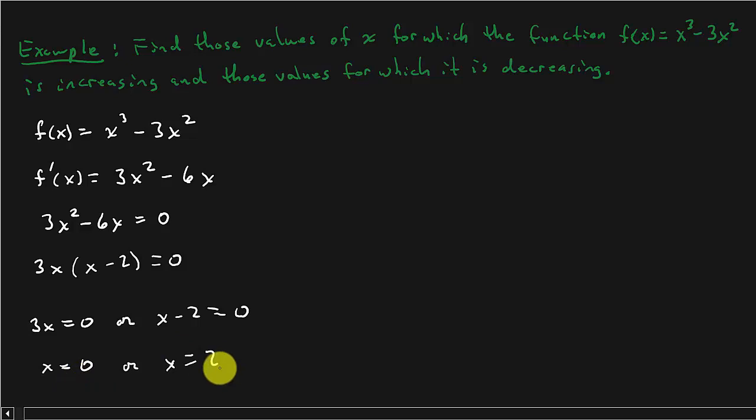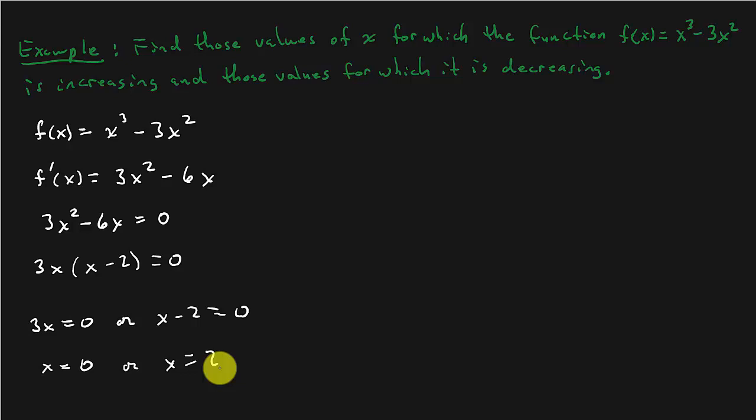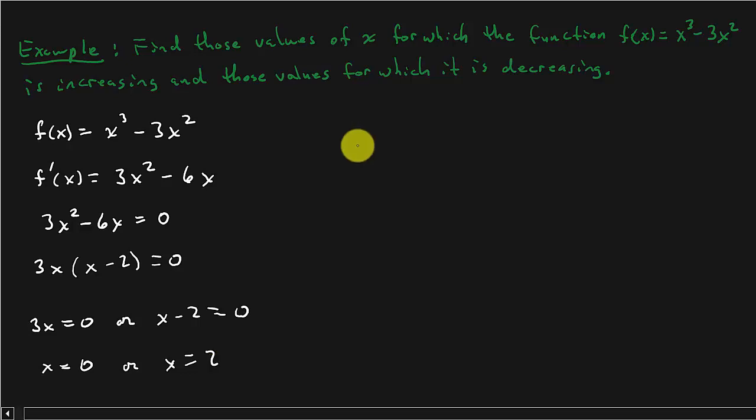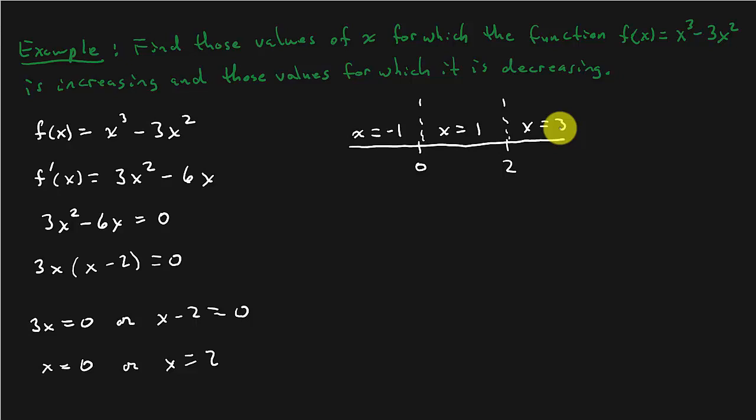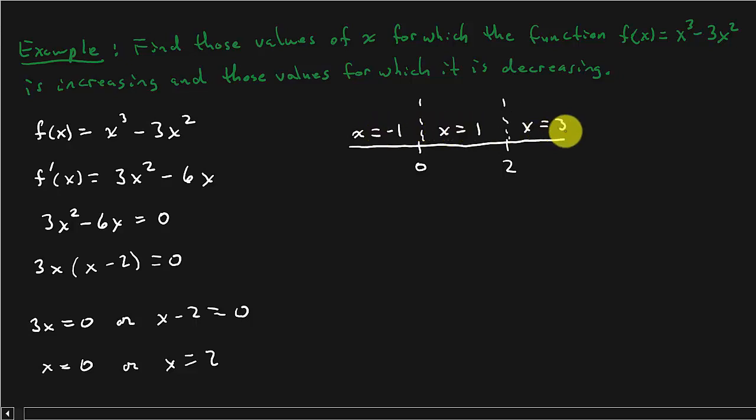So now I want to determine where this thing is increasing and where it's decreasing. So I'm going to take the critical numbers and plot them on a number line. In this case, I've got two critical numbers, so you can see it divides the number line into 3 regions. And I'm going to pick a number from each region. Okay? It makes no difference what numbers you choose as long as you choose numbers from each of the regions.